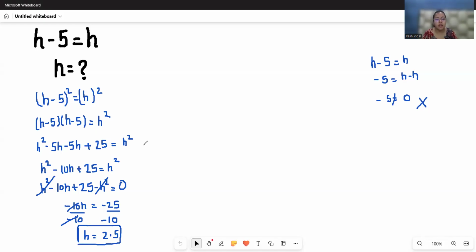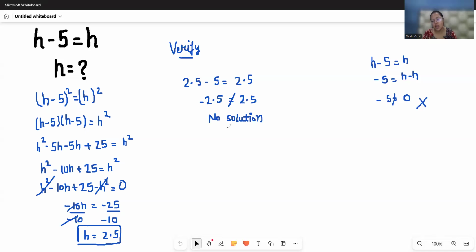Now let's verify this. 2.5 minus 5 should equal 2.5. But 2.5 minus 5 is minus 2.5, and they said it is equal to positive 2.5. Negative cannot be equal to positive, so we can say that no solution exists for this h.